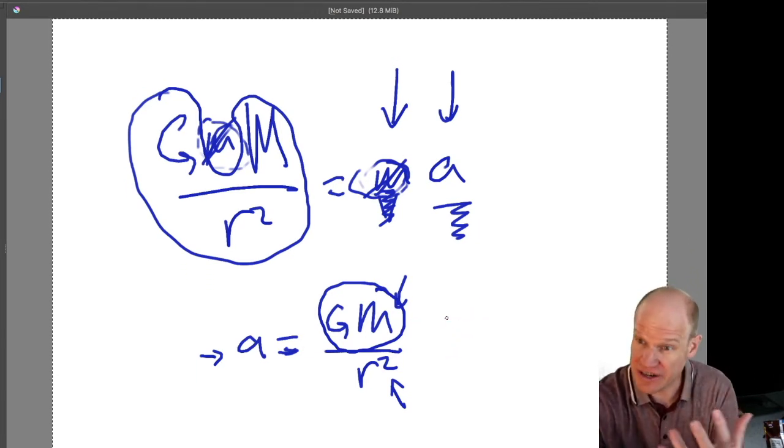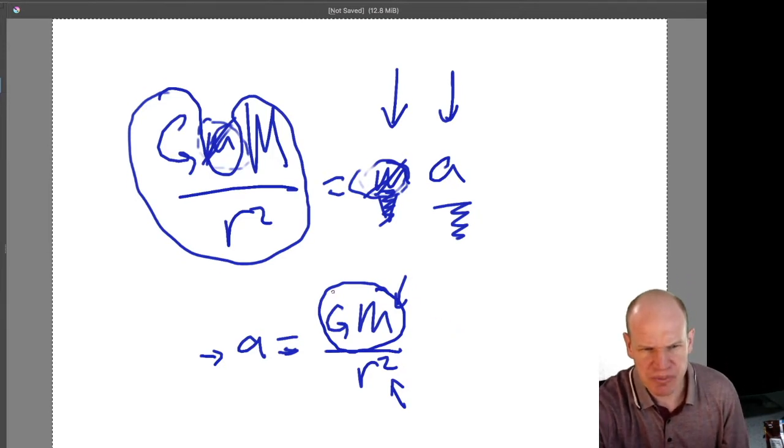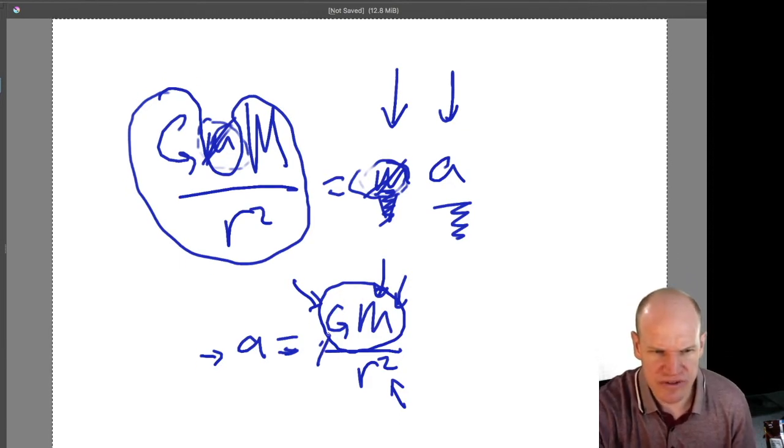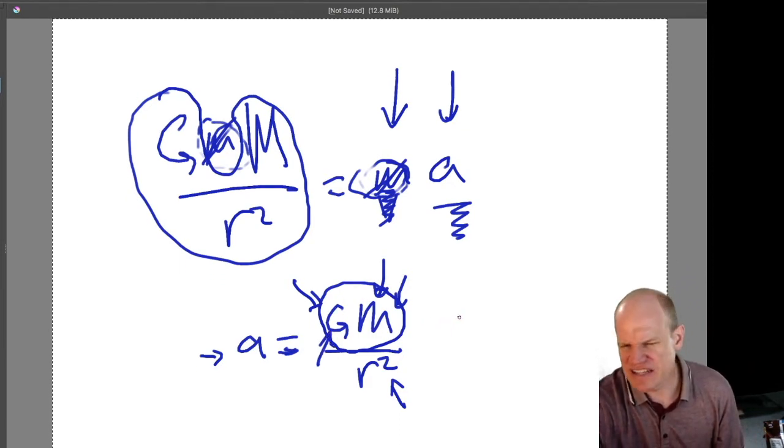It's always G times M. And so how do you separate the mass of the Earth from this fundamental constant? How do you measure this fundamental constant?